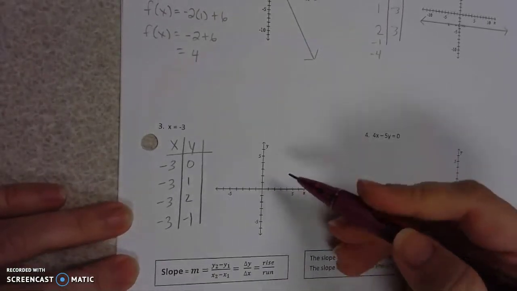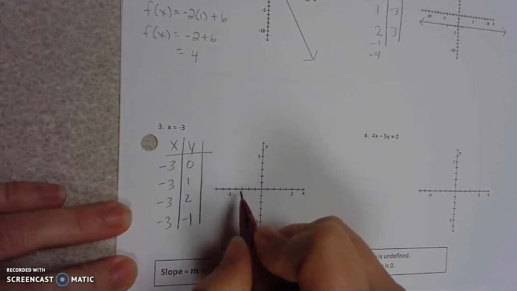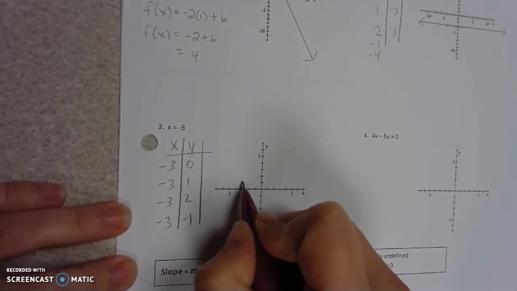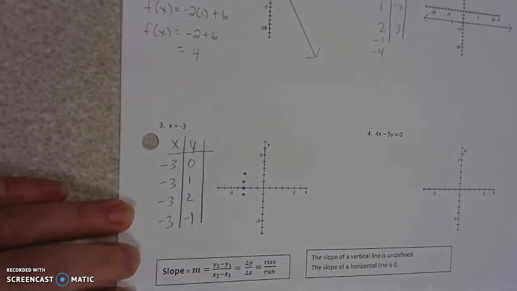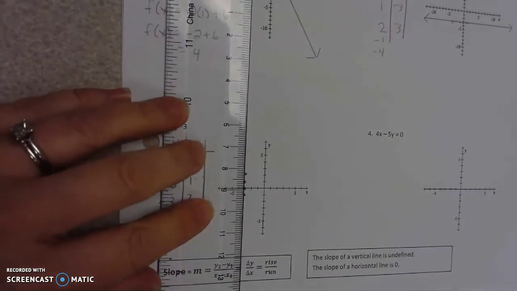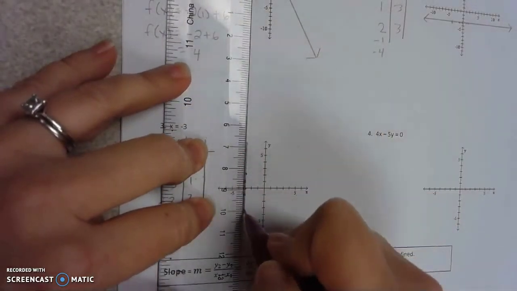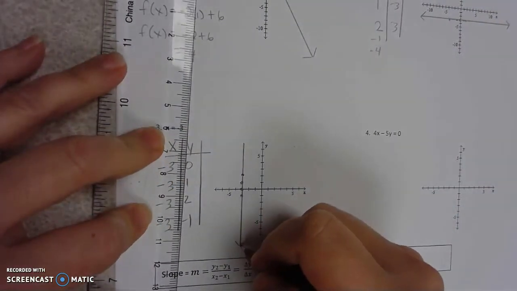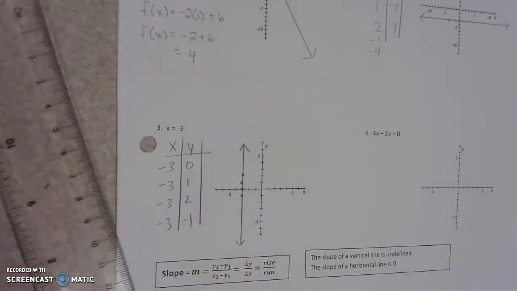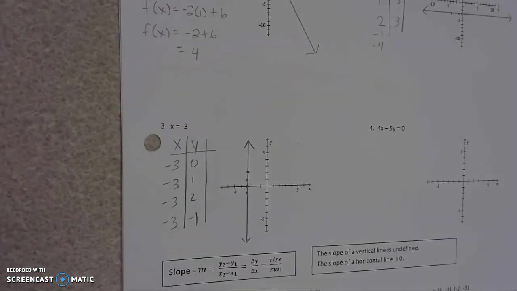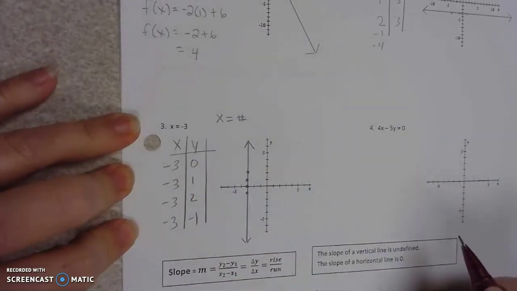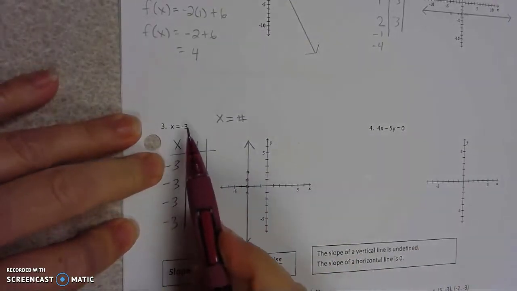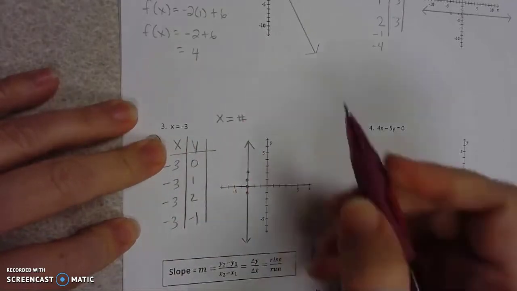And so if I were to go graph that, I would go left 3 and none up or down, left 3 up 1, left 3 up 2, or I could go left 3 down 1. Alright, and then when I graph that, you should start to see the points are lining up to form a vertical line. So anytime you see just x equals a number, I know I can go to that number on the x-axis and draw a vertical line.